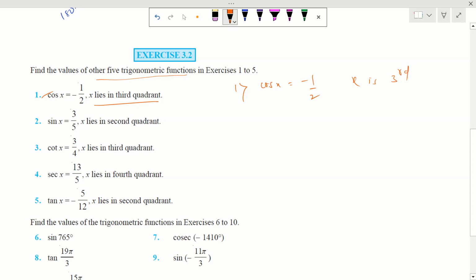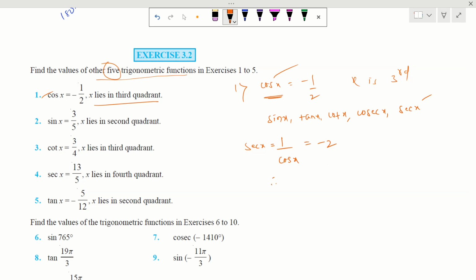Since cos x is given, we need to find the five other trigonometric functions: sin x, tan x, cot x, cosecant x, and secant x. All these remaining values we need to find. Cos x is given. The reciprocal of cos x, 1 by cos x, is secant x. So taking the reverse of this value, secant x is minus 2. This we got.